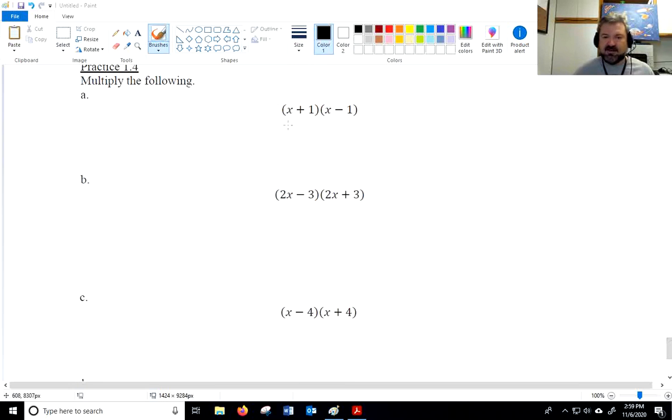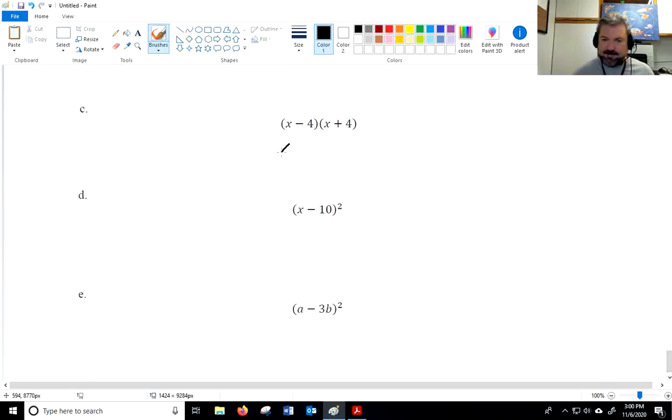All right, let's see how you did. x times x is x squared. Then minus x plus x minus 1. Well, actually, I don't want you doing that anymore, do I? I want you using your pattern. So do you see that this is a difference of two squares? Since it's a difference of two squares, it's just going to be x squared minus 1. And this is a difference of two squares because they're different signs. So it's going to be 4x squared minus 9. This next one is a difference of two squares. It's x squared minus 16.